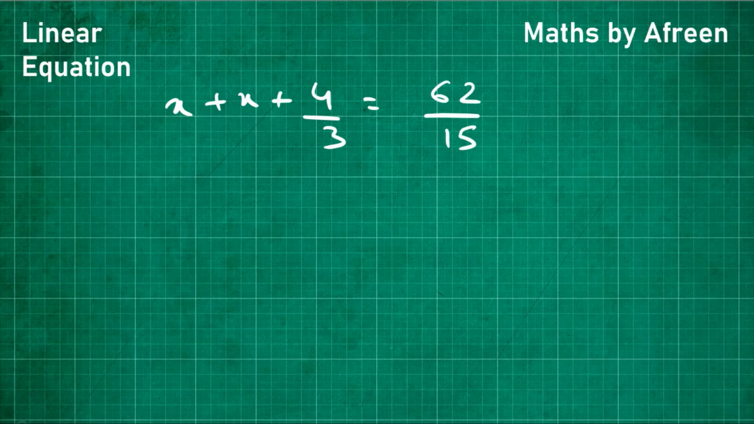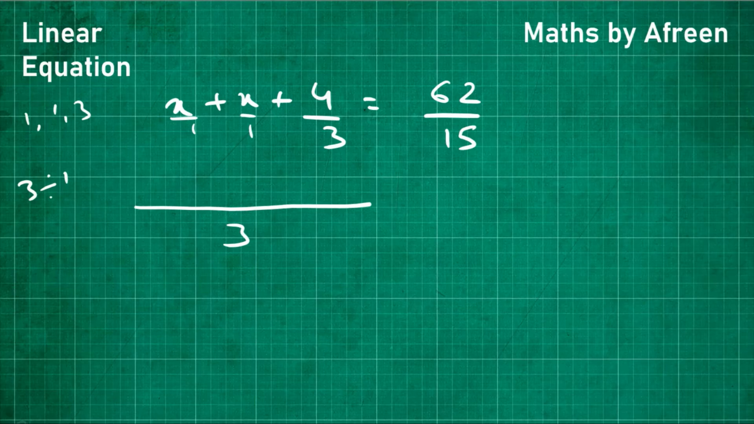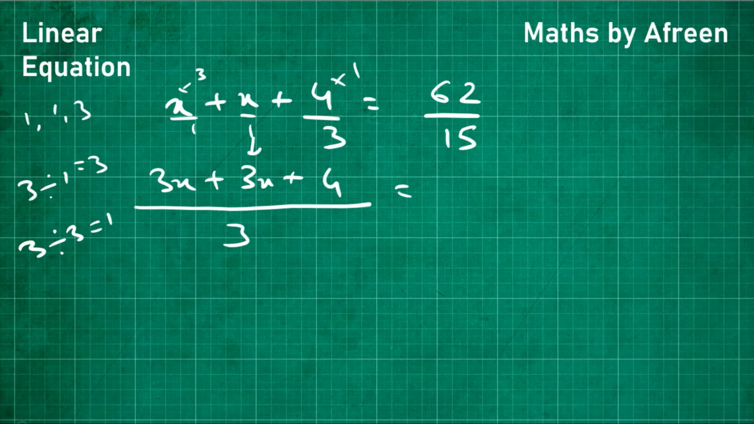Now solve for this. We will take the LCM first. If you take the LCM of 1, 1 and 3, you will get 3 only, as this will be 1, this will be 1. So LCM will be 3. Now divide this LCM by the denominator of the first fraction. You will get 3, and multiply the numerator by 3. So it will be 3x. Same with this, it will be 3x. Plus 3 divided by 3 equals to 1. Multiply this 4 by 1. So it will be 4 equals to 62 divided by 15.